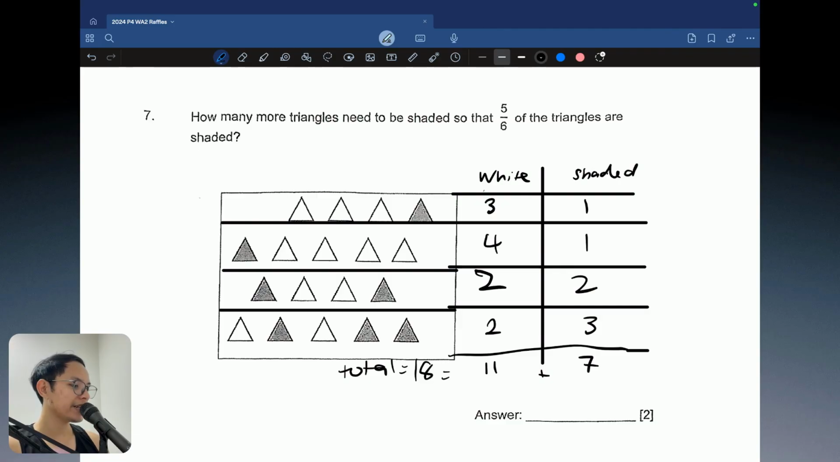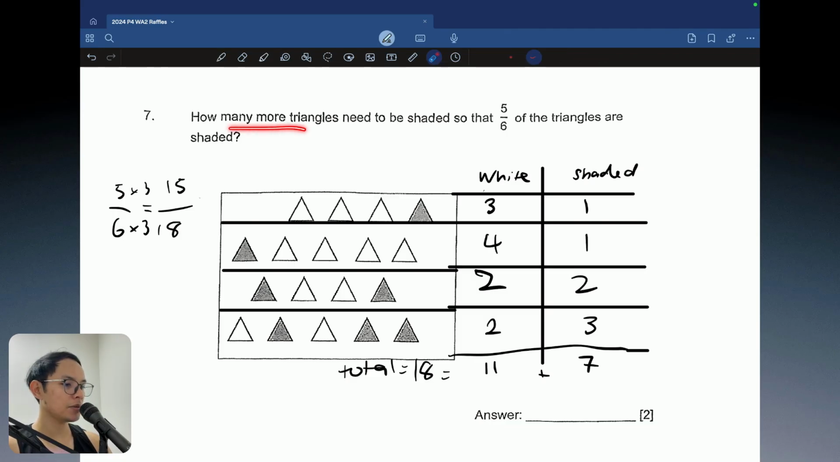Okay, so right now they want the fraction to be 5 out of 6, but the total, or the whole, is 18. So what is 5 out of 6 equal to with 18 as the denominator? Because we have 18 total, so basically we just need to multiply by 3 for the denominator. Okay, so that means we need 15 out of 18 triangles to be shaded.